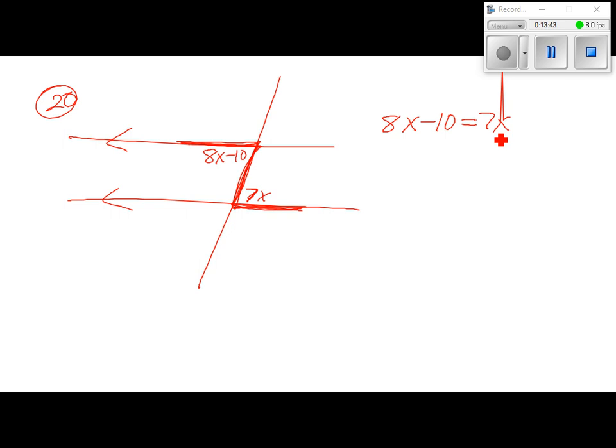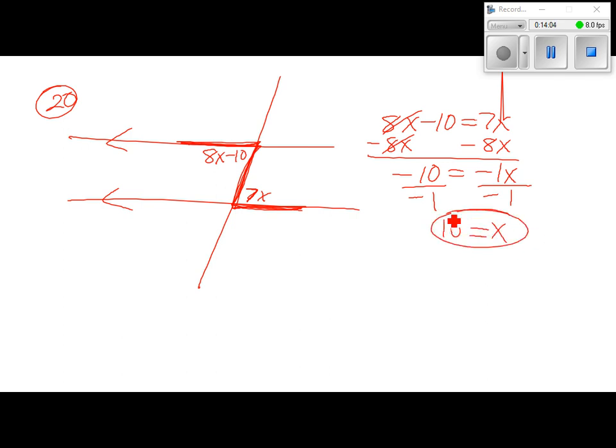Ignore that stray mark going up through there. I'm going to subtract 8x on both sides. These cancel out. You're left with negative 10 on the left. 7x minus 8x is negative 1x. To get x by itself, you divide both sides by negative 1. You end up with x equals 10.